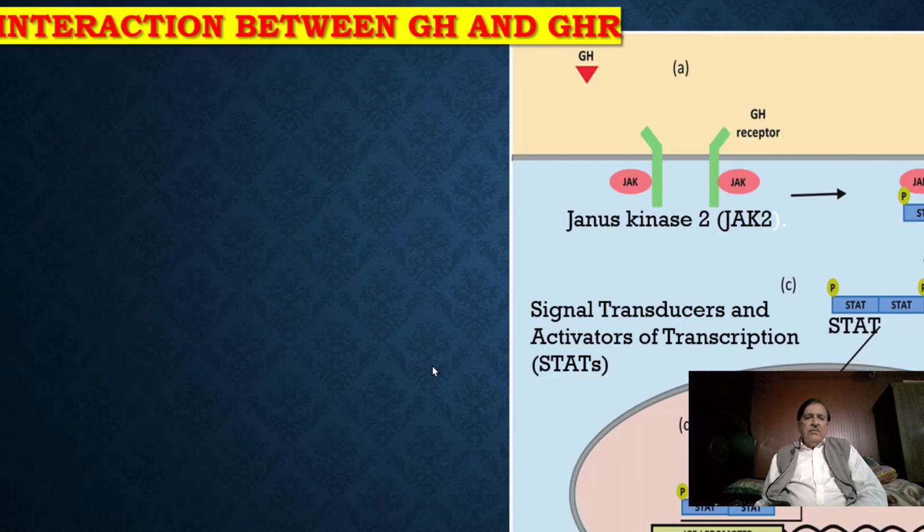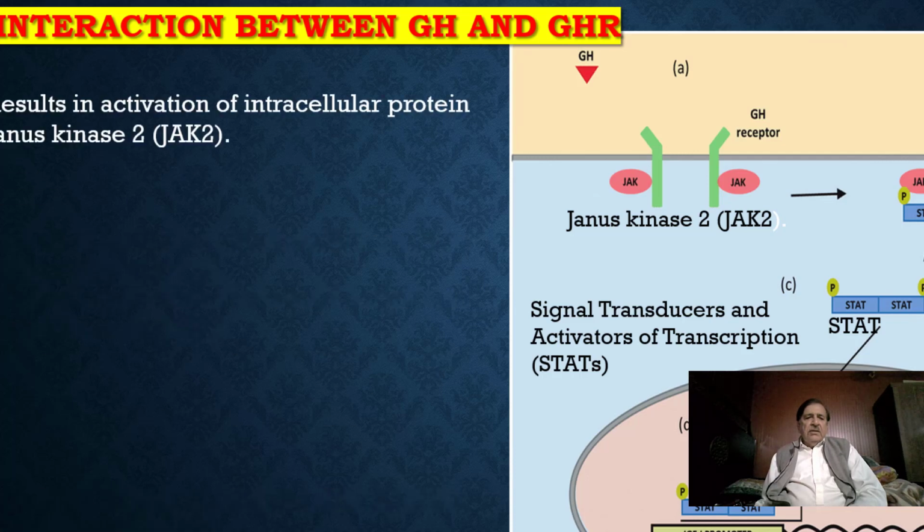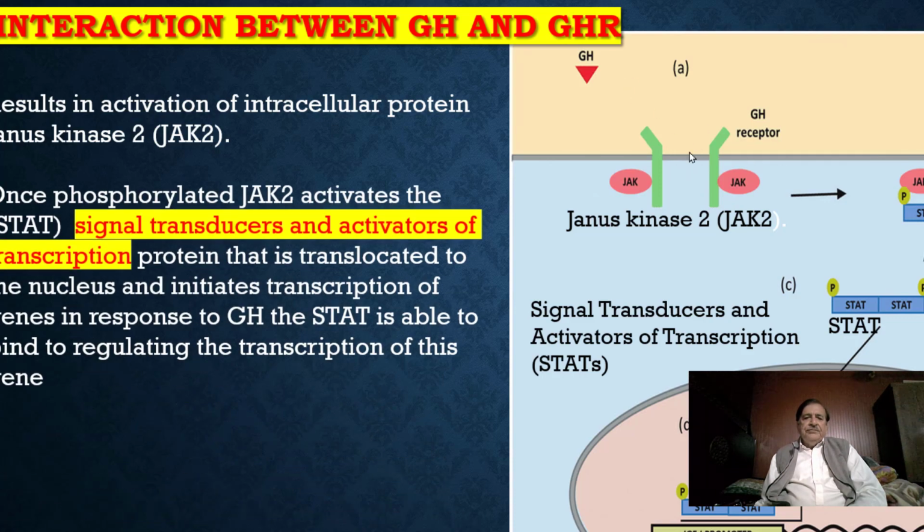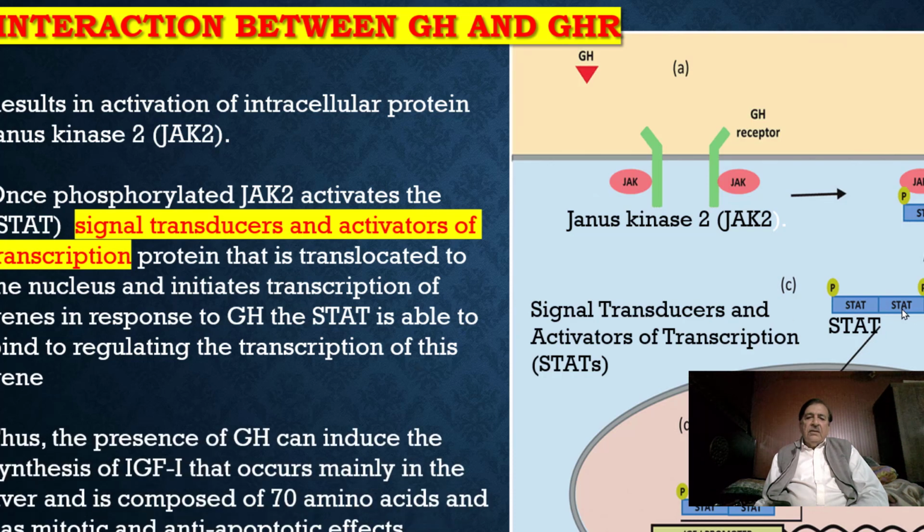Interaction between growth hormone and growth hormone receptor results in activation of the intracellular protein Janus kinase 2. Once phosphorylated, Janus kinase 2 activates the STAT, meaning signal transducer and activator of transcription protein, that is translocated to the nucleus and initiates transcription of genes in response to growth hormone. The STAT is able to bind and regulate the transcription of these genes. Thus, the presence of growth hormone can induce the synthesis of IGF-1, which occurs mainly in the liver and is composed of 70 amino acids and has mitotic and anti-apoptotic effects.